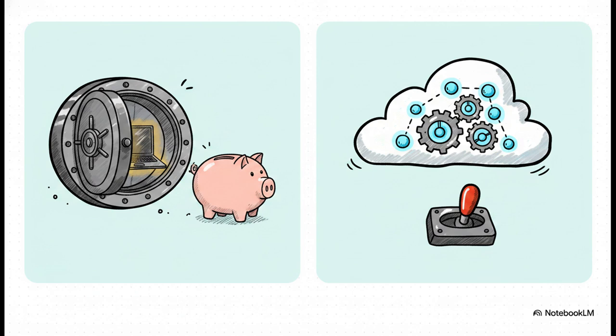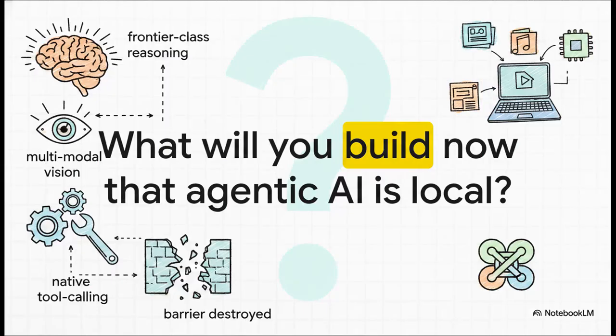On the flip side, cloud APIs still hold the crown for massively complex, open-ended reasoning problems, or if you just have sporadic workloads and absolutely zero desire to maintain your own inference hardware. With frontier-class reasoning, multimodal vision, and native tool calling now running completely free and completely offline right on your laptop, the barrier to entry is literally gone. You've got the ultimate toolkit right at your fingertips. So the only question left to ask is, what are you going to build with it?